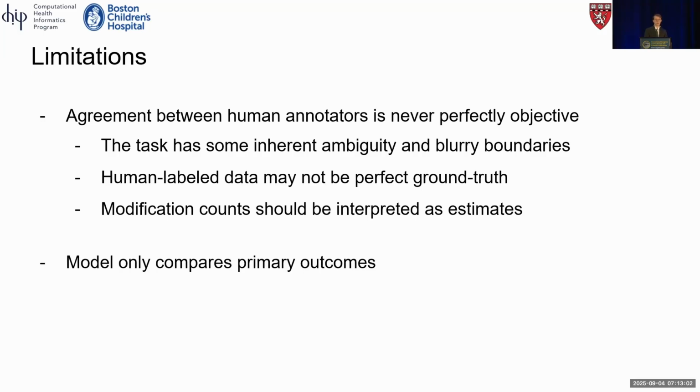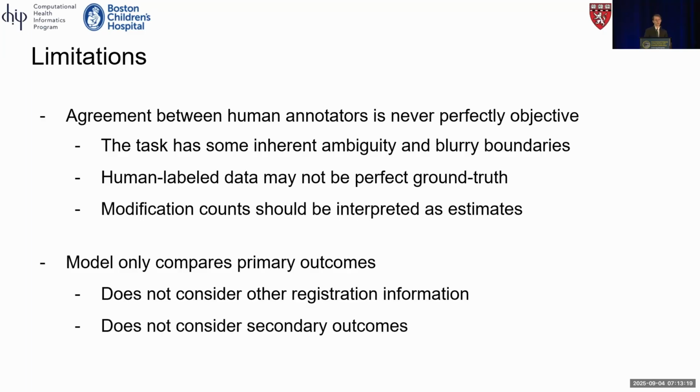Another important limitation is that we chose for our model to only compare trials' primary outcomes. So the classification is being made without any additional context from other parts of the registration. And it's possible that with additional context, the model's decisions could be better informed. The model is also not considering secondary outcomes. So one thing that we see happening sometimes, which we discussed a few minutes ago, is that researchers move outcomes between primary and secondary, and that's not something that our model is able to capture.